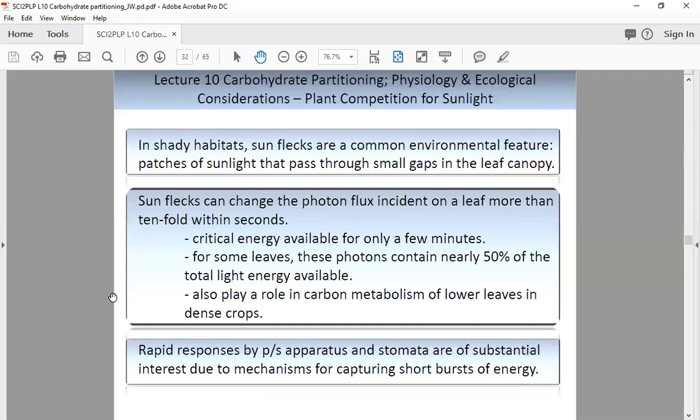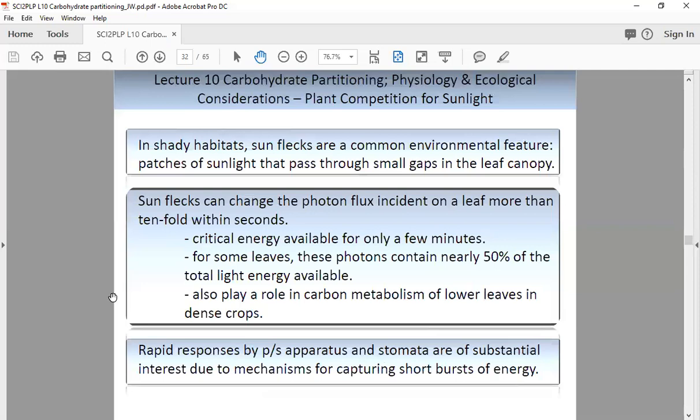Sunflecks also play a role in the carbon metabolism of lower leaves in dense crops that are shaded by upper leaves. And I'm sure that you probably experience the same situation in a vineyard. But of course, always correct me if I'm wrong when it comes to grapevines.